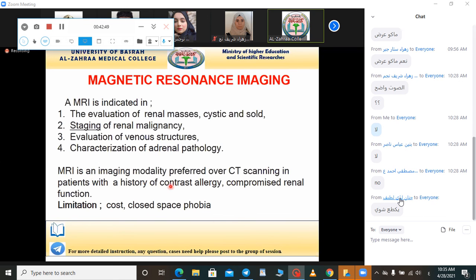MRI is an imaging modality preferred over CT scan in patients with a history of contrast allergy. I said that before, and in patients with compromised renal function. But it also has limitations in its use. The most important limitation is the cost. The MRI is costly, and another limitation is claustrophobia in some patients, because we put the patient in a tunnel-like structure.